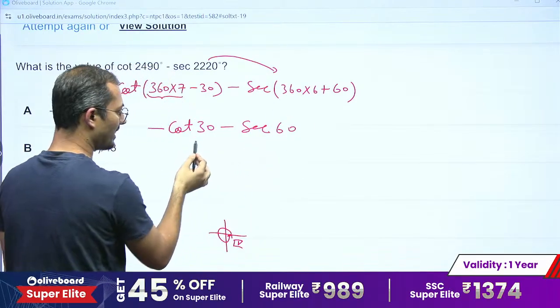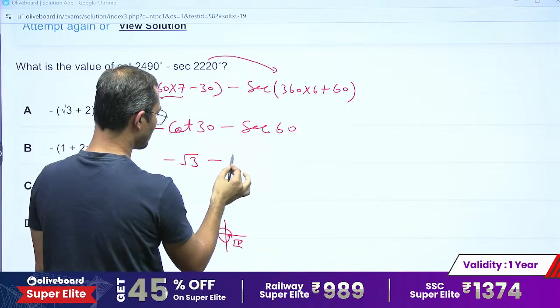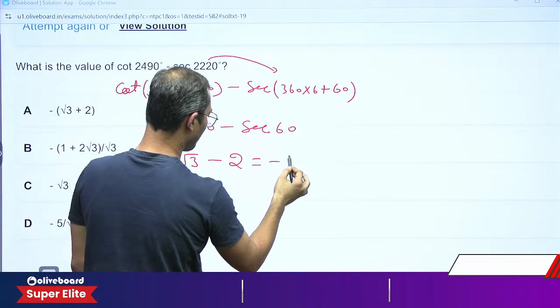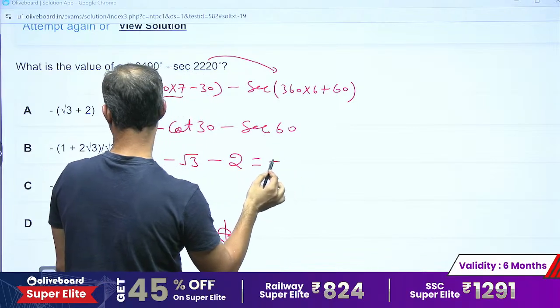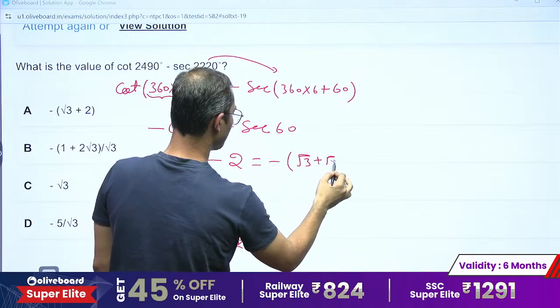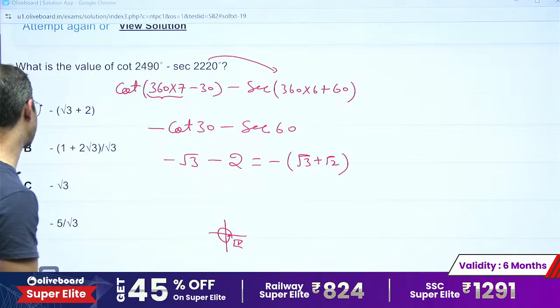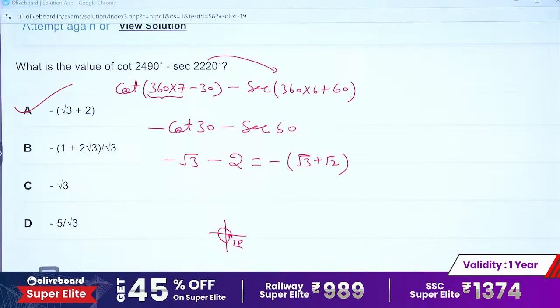So the value for minus cot 30 is how much? Minus root 3. Sec 60 is 2. So taking minus common, we get minus bracket root 3 plus 2. So option A is the right answer. Yes, moving to the next question.